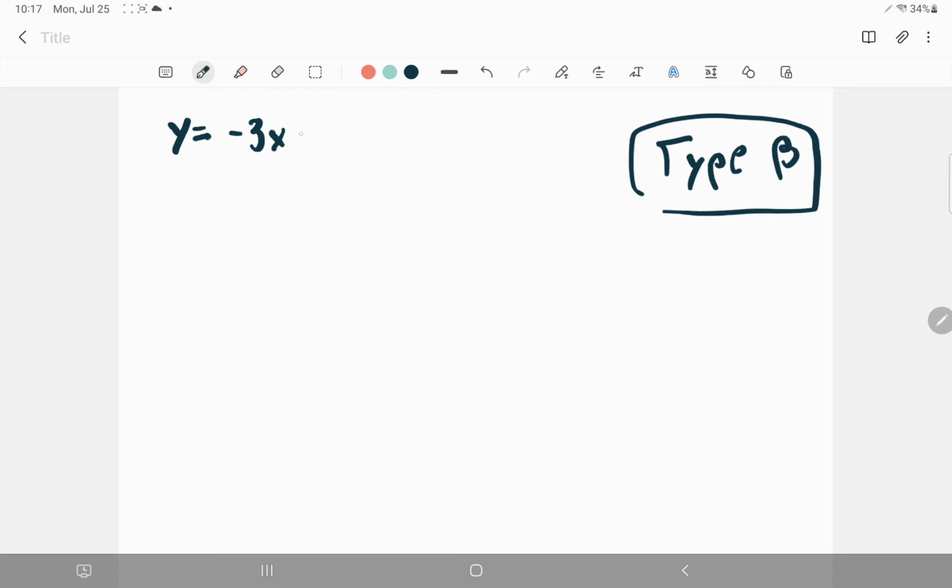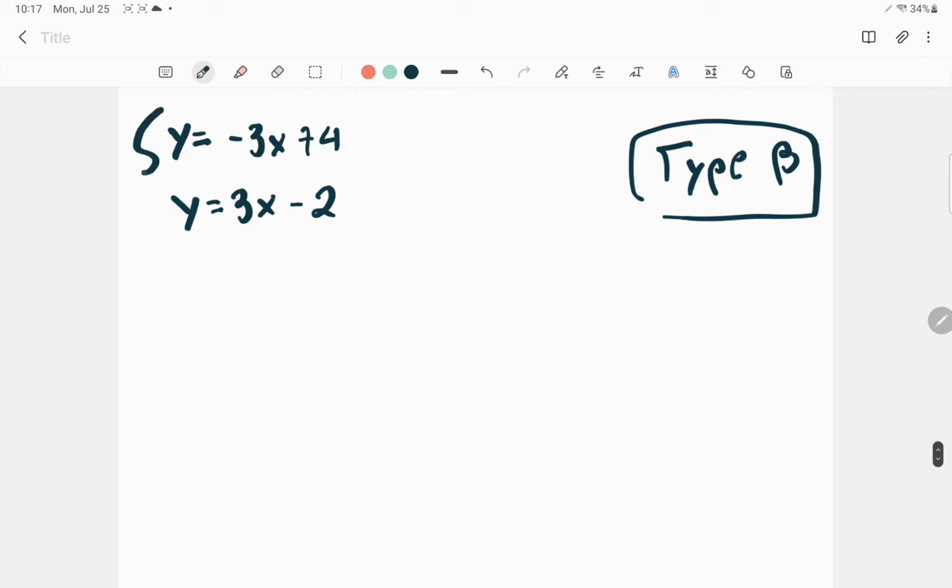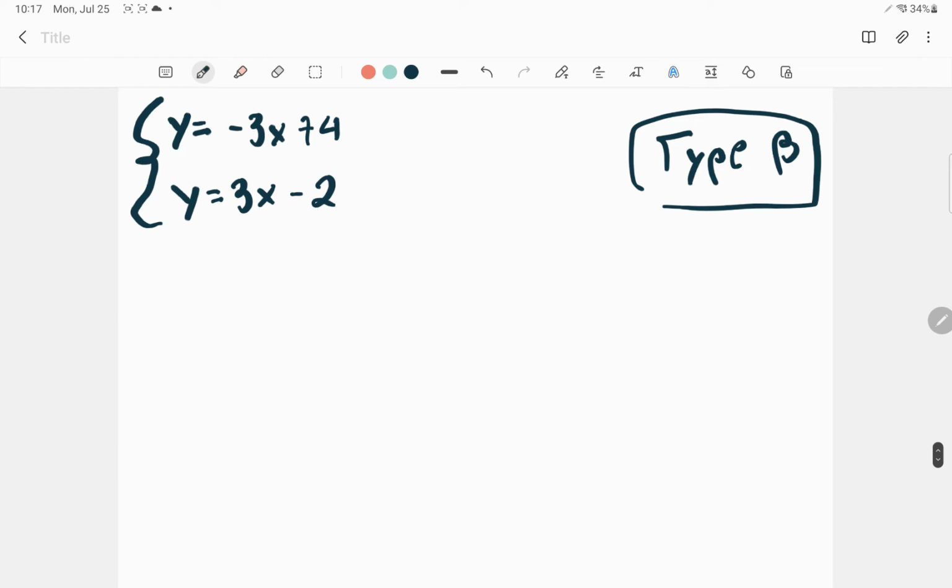So y equals negative 3x plus 4. And then the other equation is going to be y equals 3x minus 2. Okay, that's another system of equations. So you can see we have two equations. And now we need to solve. Okay, this is problem B.